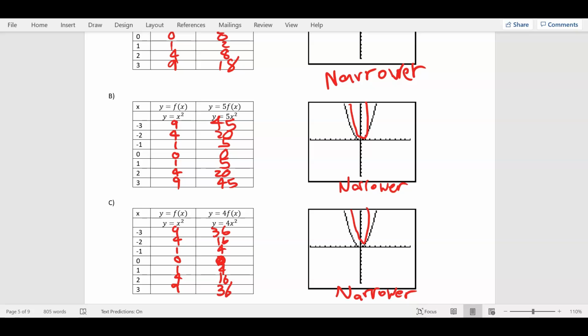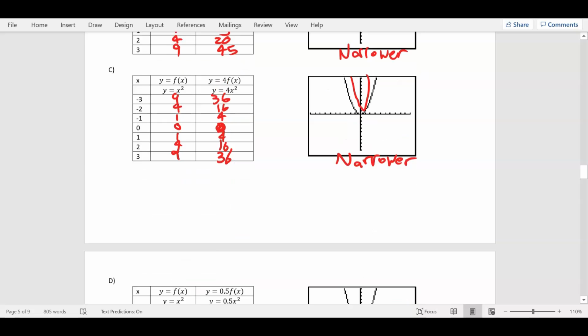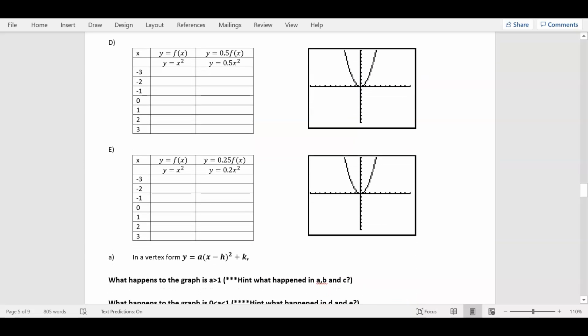All right. Don't forget to sketch it. How's it going? On D and E, remember x squared is always the same. So what is it? 9, 4, 1, 0, 1, 4, 9.